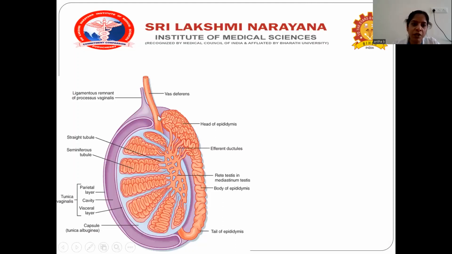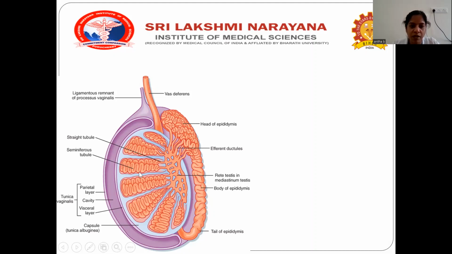Now, in this picture, you can see this is the testis. You can see the coverings, the parietal and visceral layers of the tunica vaginalis. In between that, you can see the cavity. Then this blue colored structure is the tunica albuginea. What happens to this tunica albuginea? It projects in the posterior border, which is called the rete testis.